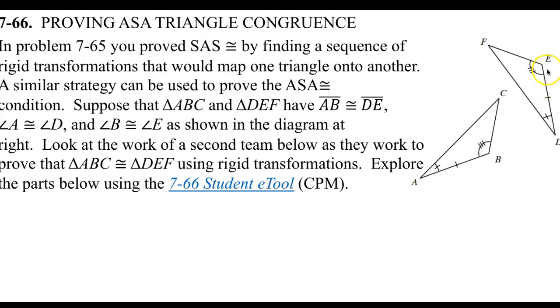AB will still be congruent to DE, and angle B will also be congruent to angle E. So that's the main thing we need to prove. Okay.